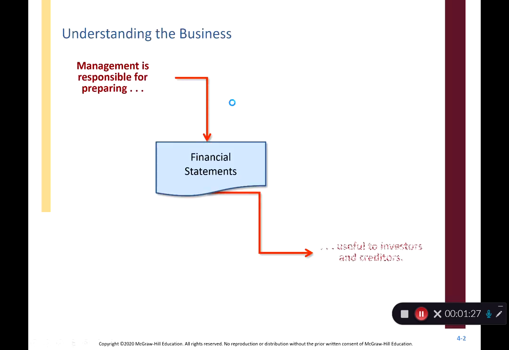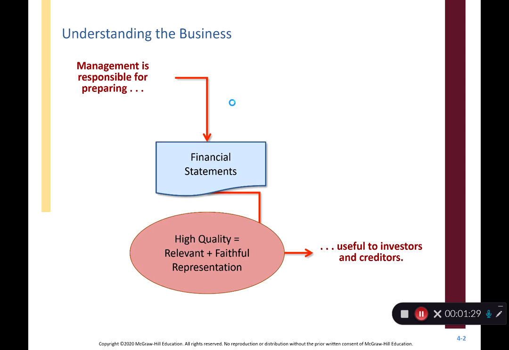So the first thing to mention is that management is responsible for preparing the financial statements. And when they prepare them, remember the overall goal is to provide useful information for decision makers. And in order for it to be useful, it needs to be of high quality, which means it needs to be relevant to the decisions at hand, and it needs to be truthful, which is what we call in accounting faithful representation. That's the only way it's going to be useful to the investors and creditors as well as the other users of the financials.